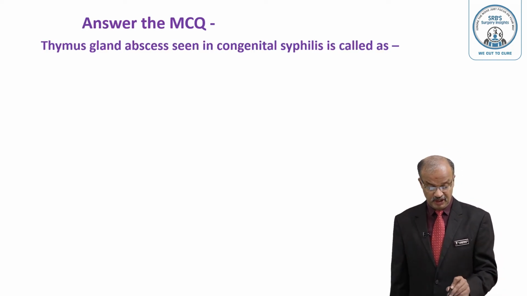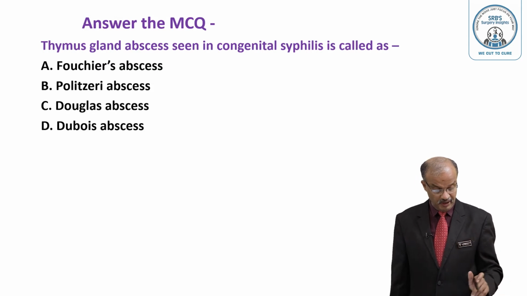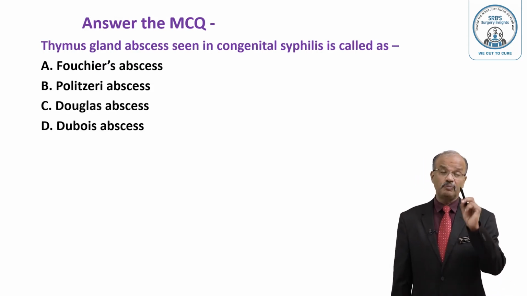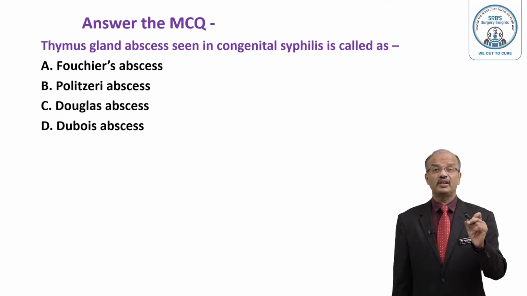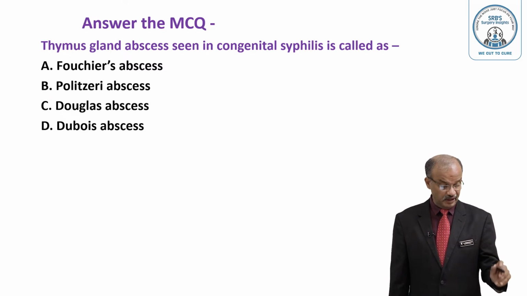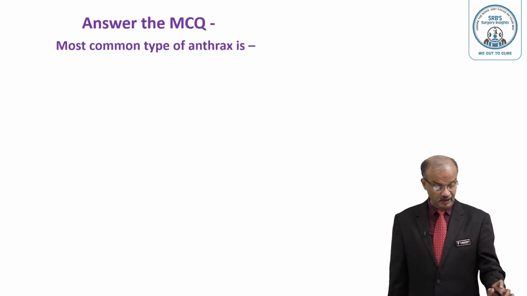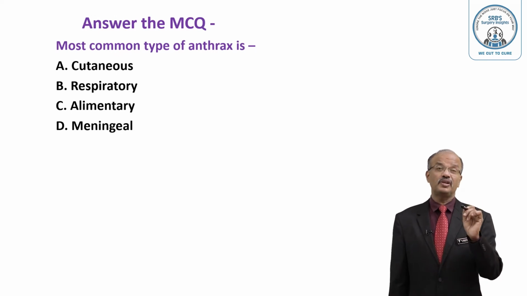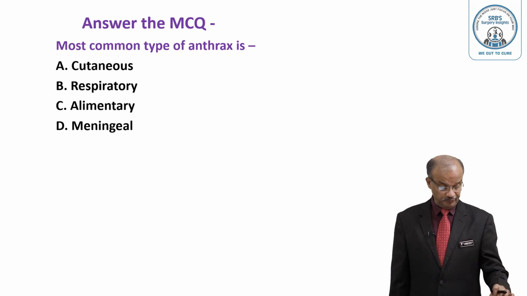Thymus gland abscess seen in congenital syphilis is called as Faucher's abscess, Politzer abscess, Douglas abscess, or Dubois abscess. Please put the right answer in the comment box. I will acknowledge your answer and put the right answer later. The most common type of anthrax is cutaneous, respiratory, alimentary, or meningeal. Again, put the right answer in the comment box. I will acknowledge your answer.